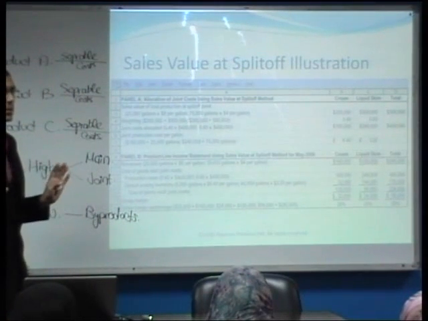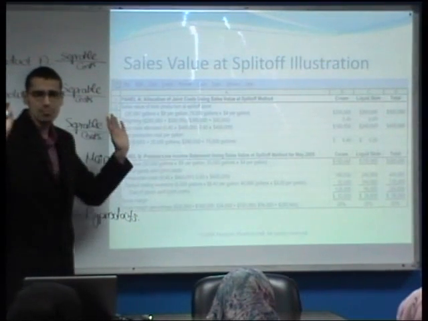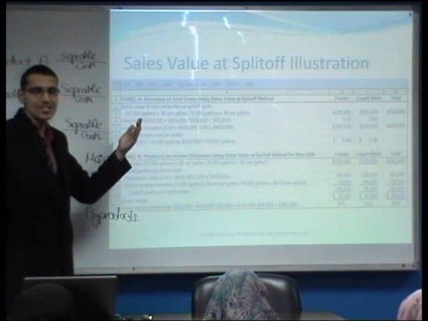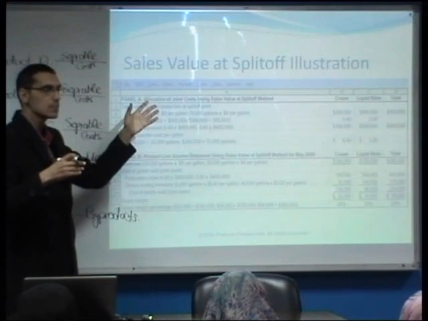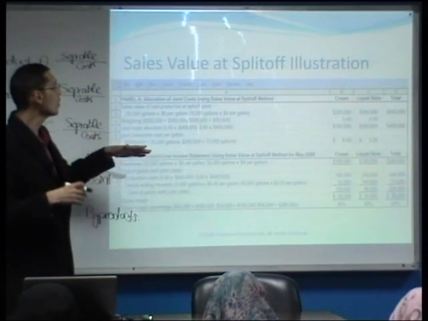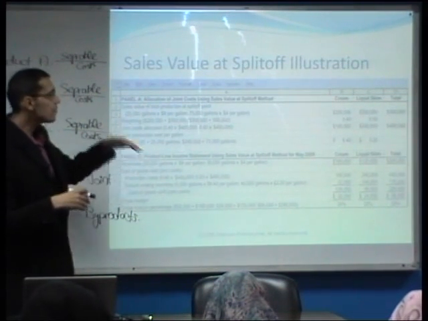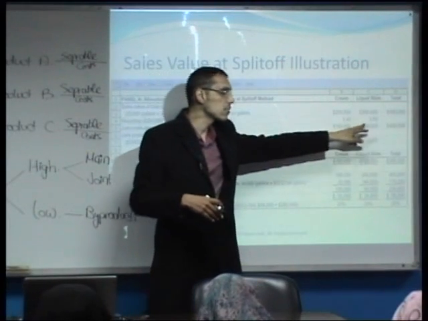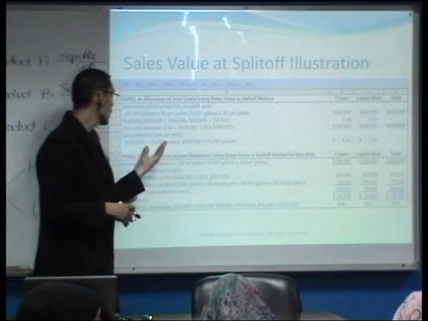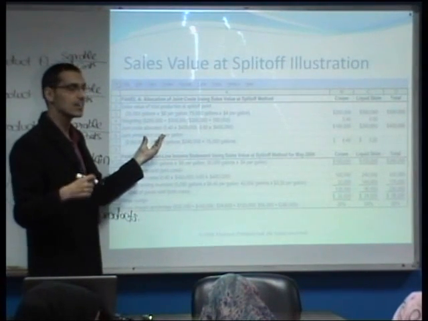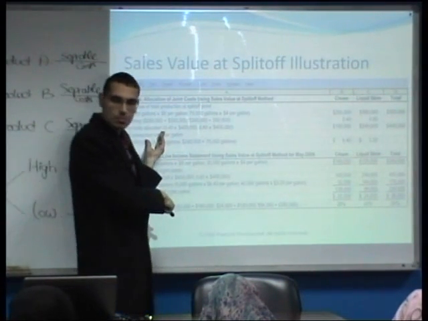Any questions? Now, of course, it is so easy, and there are no problems in this allocation. Therefore, after calculating the allocation of the joint cost, we need to calculate the production cost per gallon in order to make our income statement.